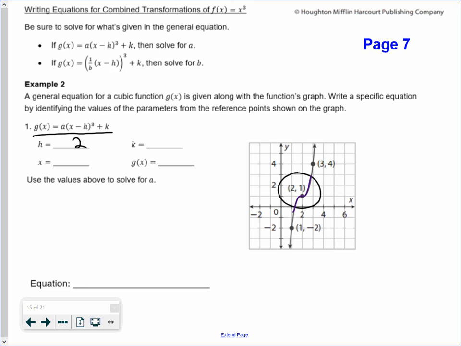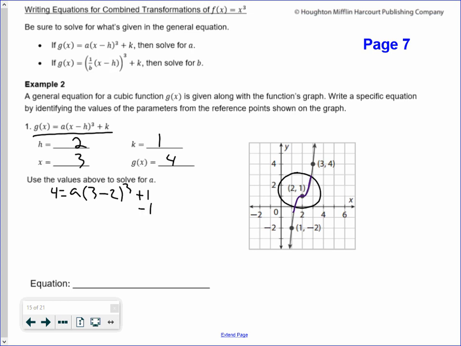So our h is 2, our k is 1, and what we're going to do now is choose another pair of points. It doesn't matter which one you use because it's on the graph, so you can solve for your a either way. You can use (3, 4) or (1, -2), it doesn't matter. So I'll go with (3, 4). And all I'm going to do now is just plug these values into the equation. I get 4 equals some a value that I'm solving for, times my x of 3 minus my h of 2, all cubed, plus my k of 1. So from here, I'm just going to go ahead and solve for my a.